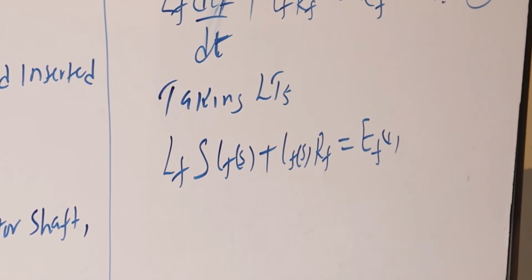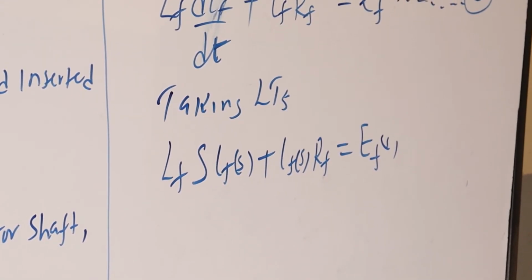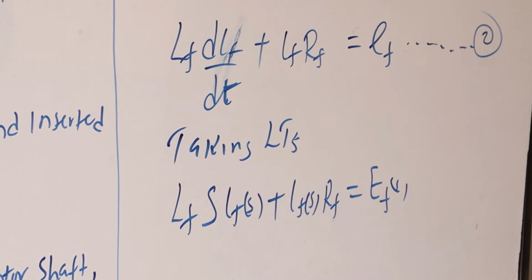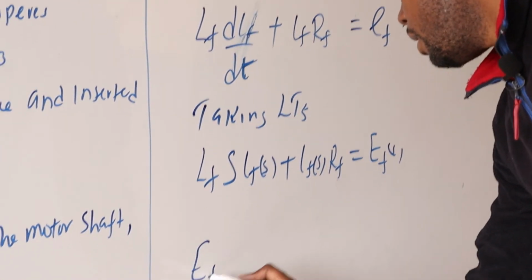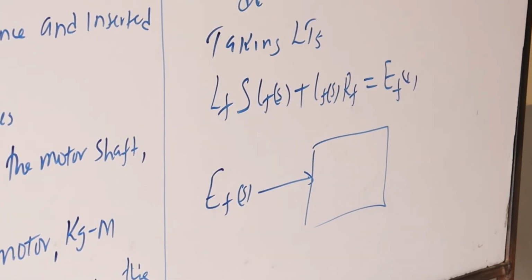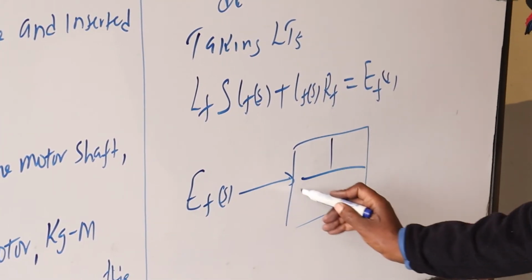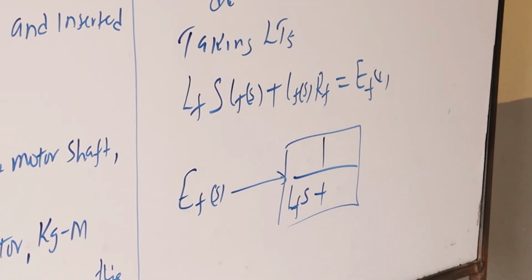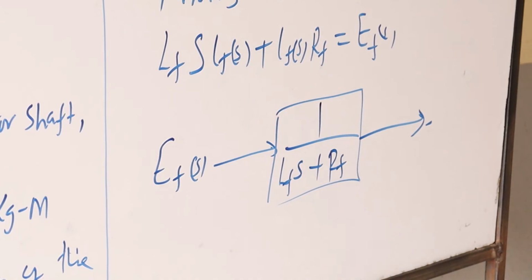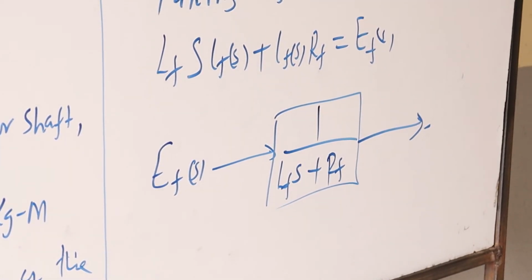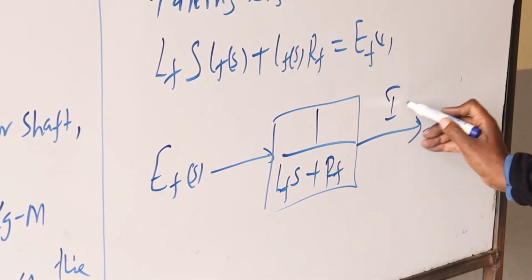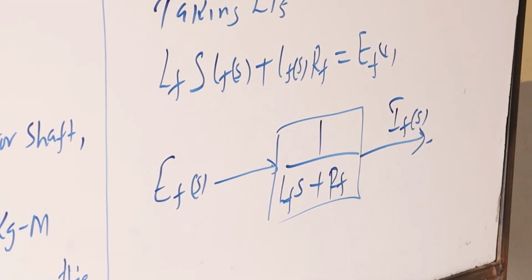Therefore, if we look at the block diagram, the input is E_f(S) and the output is I_f(S). The block diagram for that equation will be E_f(S) getting into that block, which is 1 over L_f S plus R_f, and then we have the output, which is I_f(S). So that is the first block diagram that we are going to have.